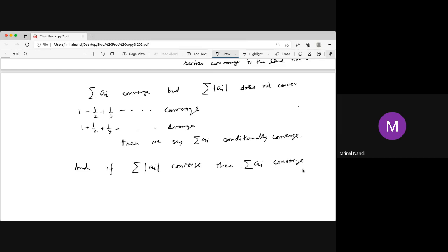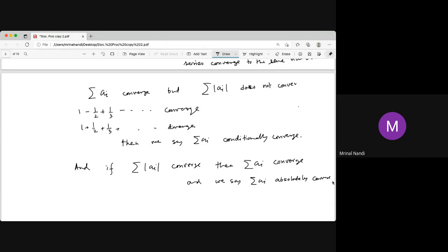Now, if this converges, then we say this summation is called absolutely convergent. So if I say some series is absolutely convergent, it means the series converges, and if you take the mod value of each term, that series also converges. And if I say the series is conditionally convergent, that means the series converges, but if you take the mod value of the terms, then it does not converge.